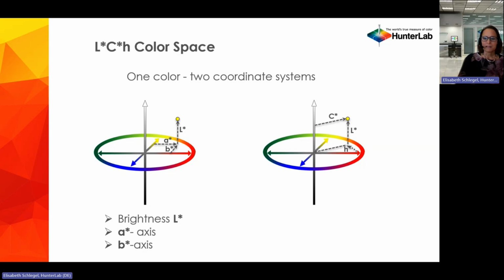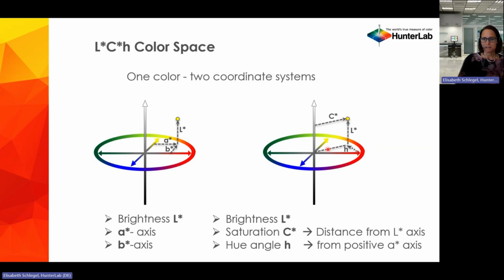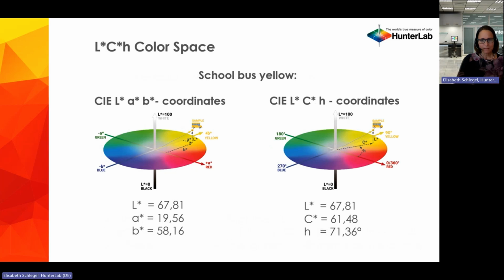I have L, and then I have C as the chroma or saturation. That is the distance to the vertical axis. And then I give another value, and that is the angle from the red axis. So H is an angle, and that is called the hue. You can say at 0 degrees I have red, at 90 degrees I have yellow, at 180 degrees it's green, and at 270 degrees it's blue. So I think it's quite an intuitive way to tell it. And if I compare this, of course the L value is the same.